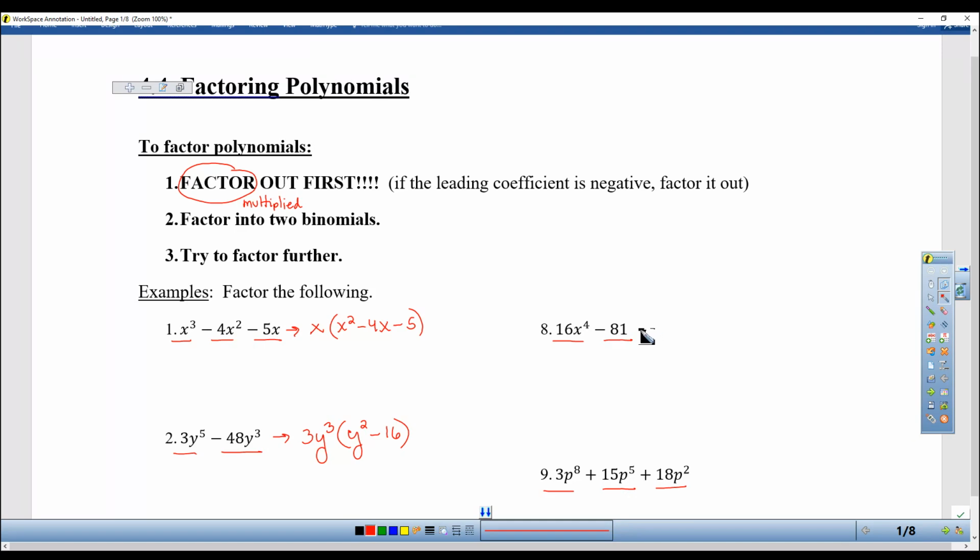There's nothing to take out on number 8. 16 and 81 don't have anything in common, and they don't both have x's.